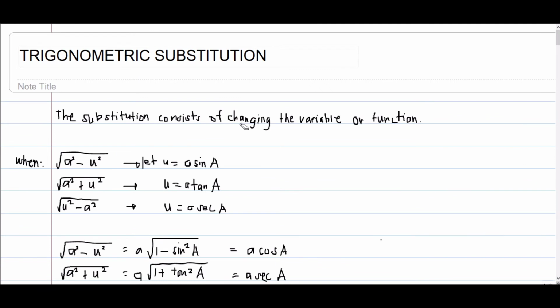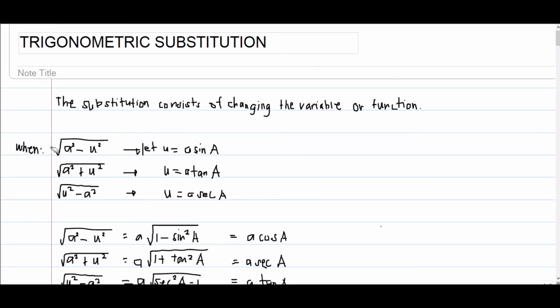Okay, so in this video, we talk all about trigonometric substitutions. The substitution consists of changing the variable or function. When you have the square root of a squared minus u squared, let u equal a sine θ. Then another is the square root of a squared plus u squared, so let u equal a tan θ. Another is the square root of u squared minus a squared, then let u equal a secant θ.